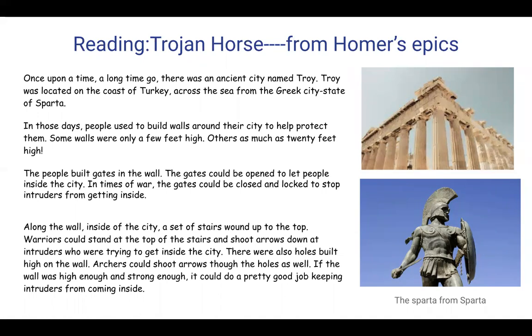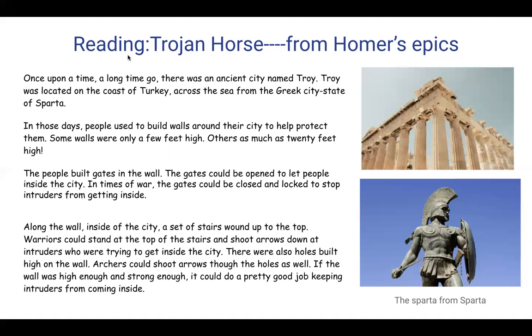Once upon a time, a long time ago, there was an ancient city named Troy. Troy was located on the coast of Turkey, across the sea from the Greek city-state of Sparta. In those days, people used to build walls around their city to help protect them. Some walls were only a few feet high. Others as much as 20 feet high. The people built gates in the wall. The gates could be opened to let people inside the city. In times of war, the gates could be closed and locked to stop intruders from getting inside.